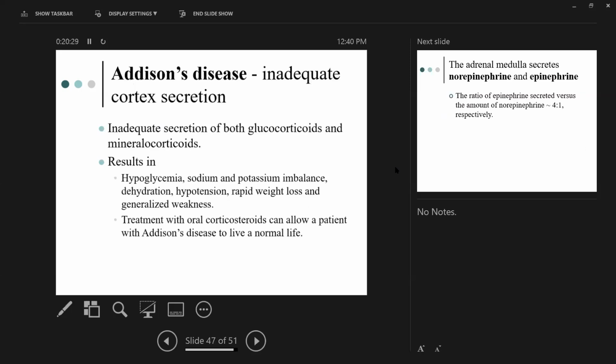What if you don't make adequate amounts of glucocorticoids? Now you have a condition called Addison's disease. In this case, you have poor electrolyte balance. So you have hypotension. You'll tend to have rapid weight loss, generalized weakness, dehydration, hypoglycemia, salt imbalances, profound salt imbalances.